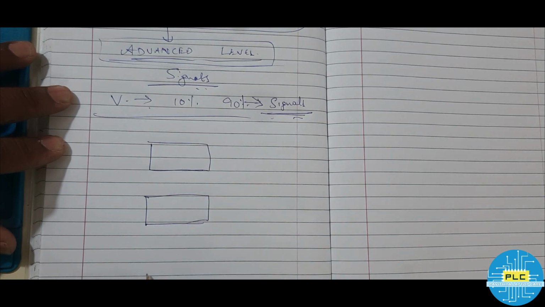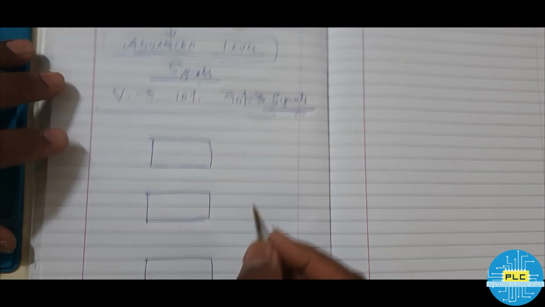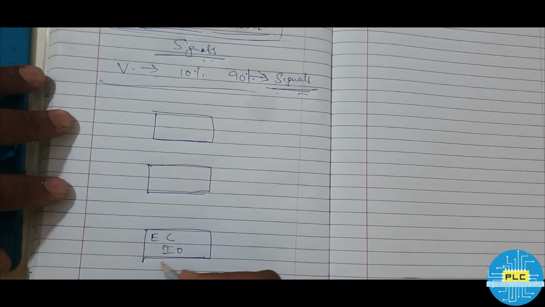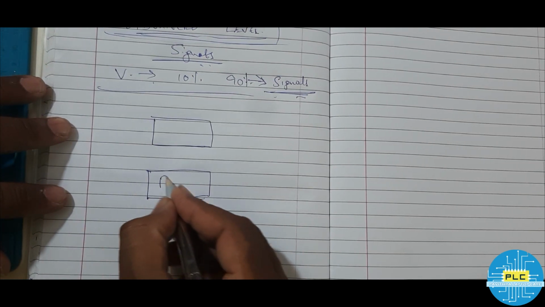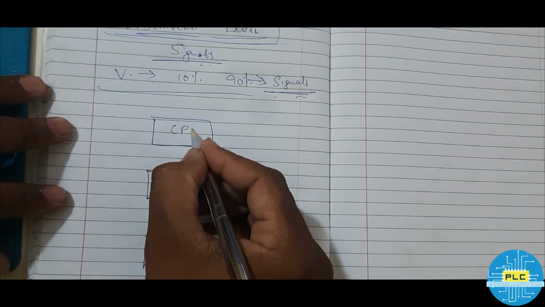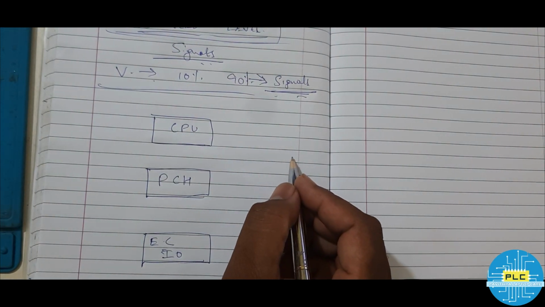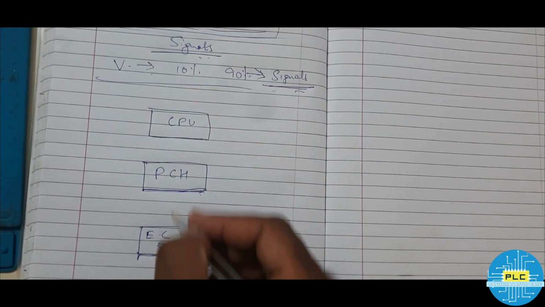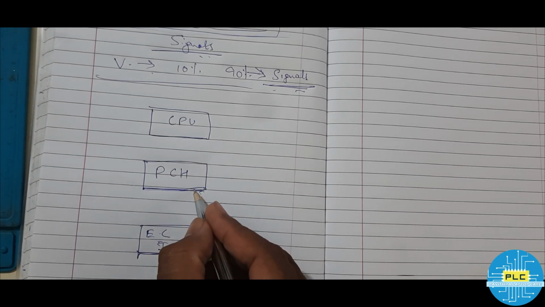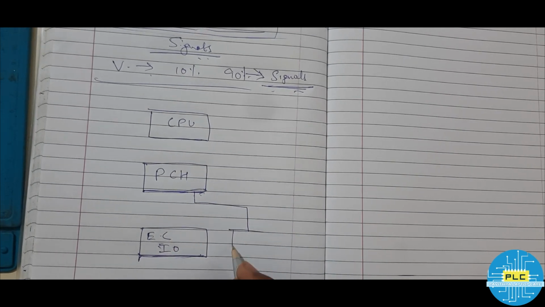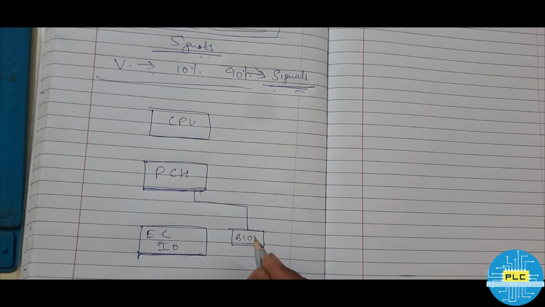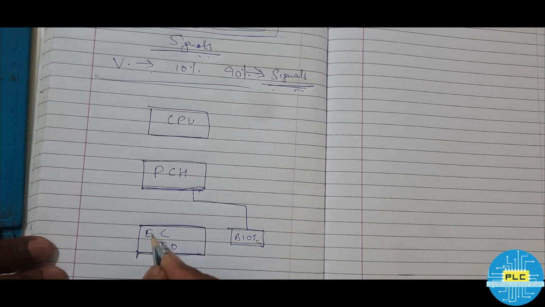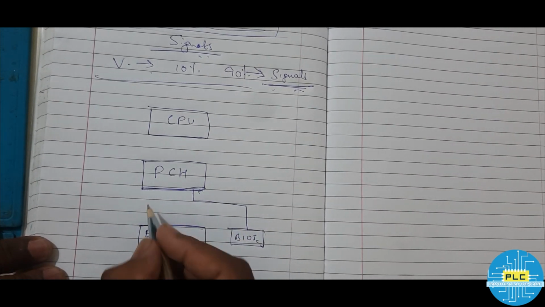The major chipsets. Here the embedded controller, or IO, input output devices IC. Here is the PCH, here is the CPU. Okay, these are the major chipsets. So this PCH will communicate with the BIOS chip also. See, first this EC, this IO communicates through what?